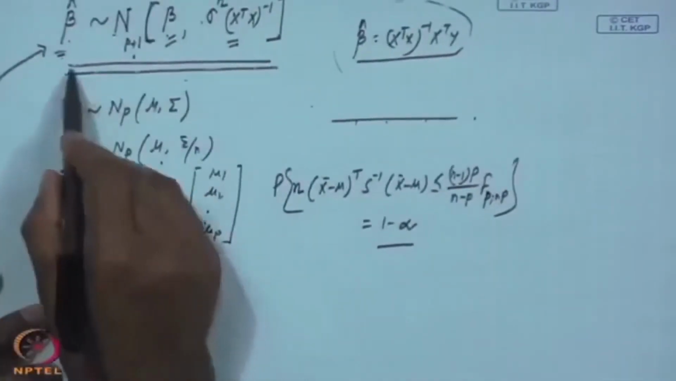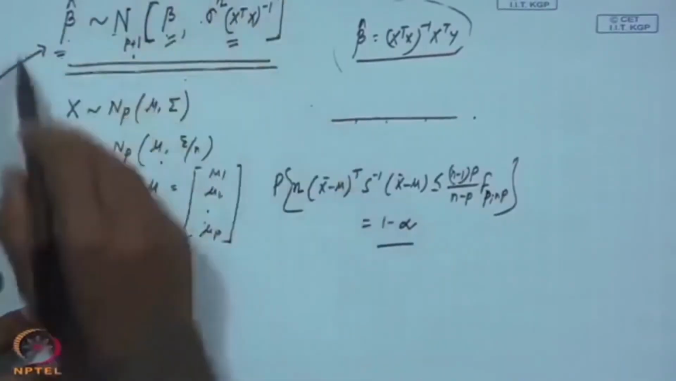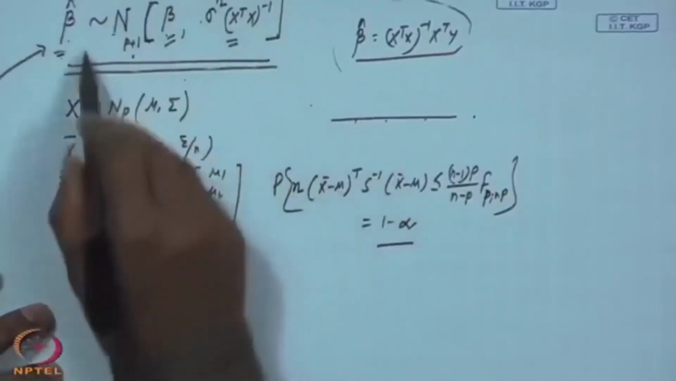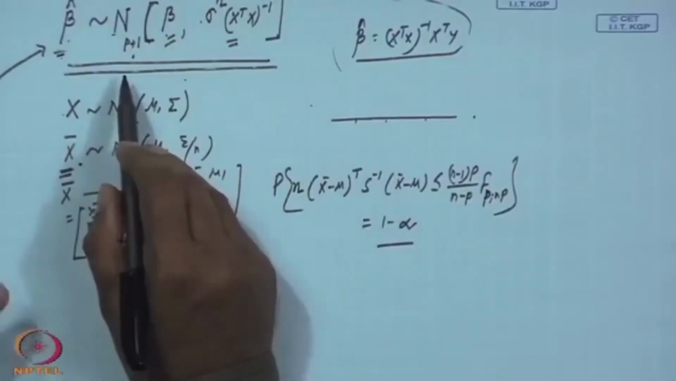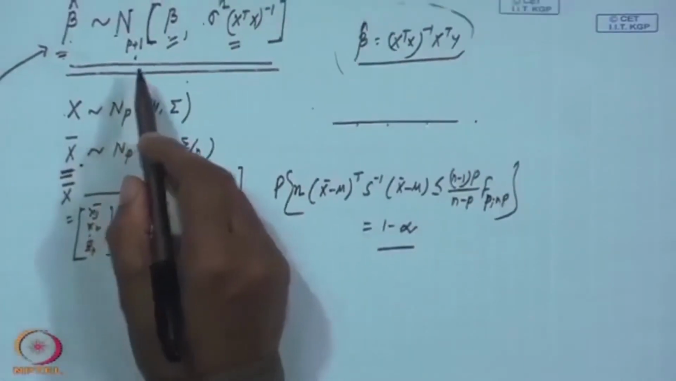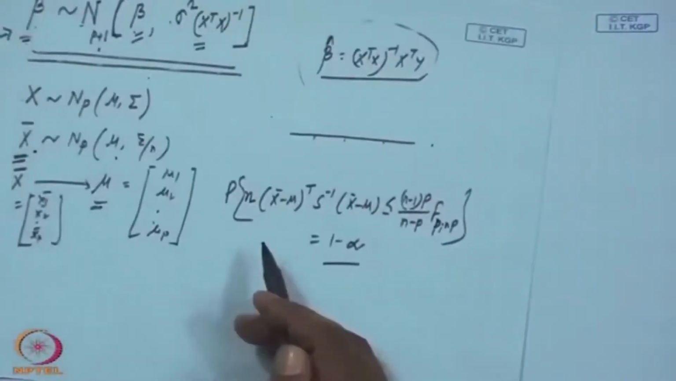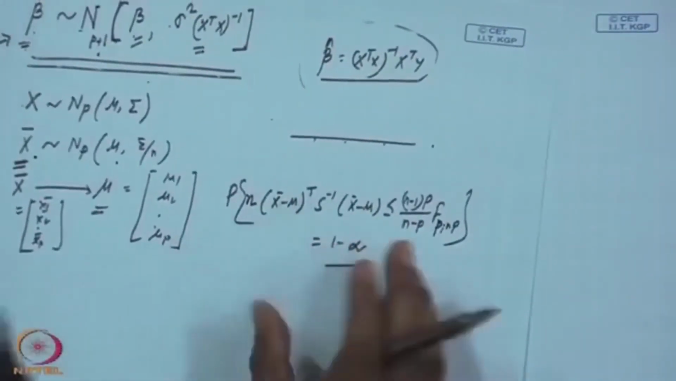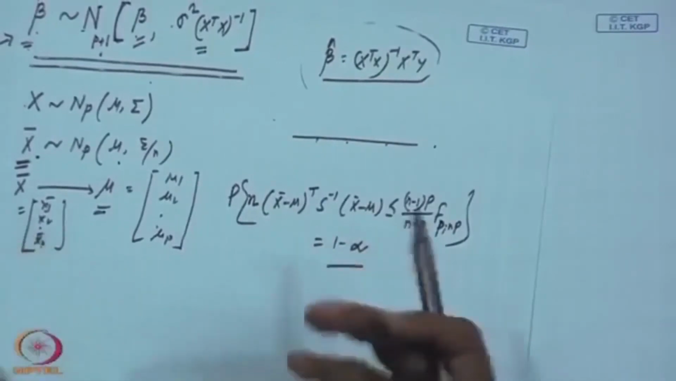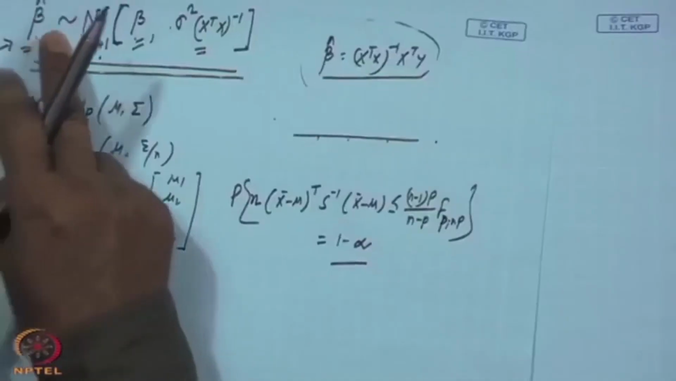So, can we not find out the similar thing here with respect to beta? Getting me? It is not a derivation, what I am giving you, it is just understanding of how those confidence regions can also be calculated with respect to beta cap, which is multivariate normal.